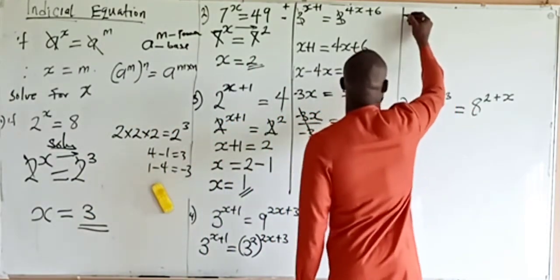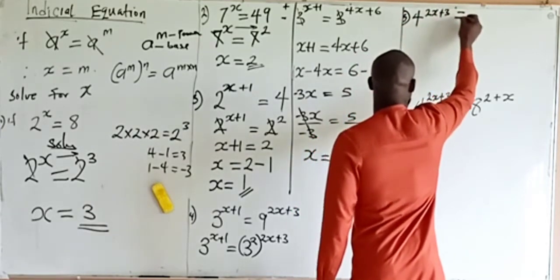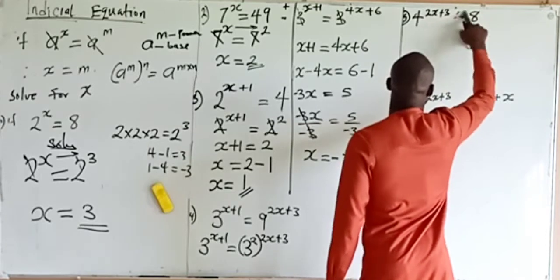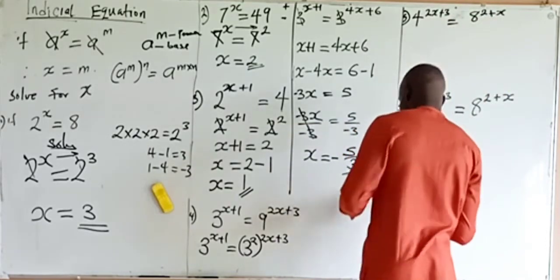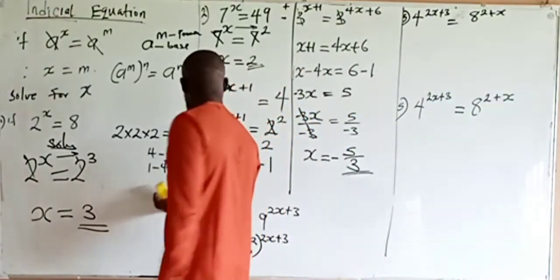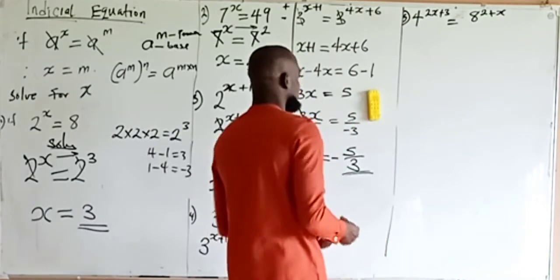Now this one we're having over 5: 4 raised to the power 2x plus 3 is equal to 8 raised to the power 2 plus x. That's what we're having here. This is about 2 plus x. That is the next question. So let's look at that and see what we're going to have.